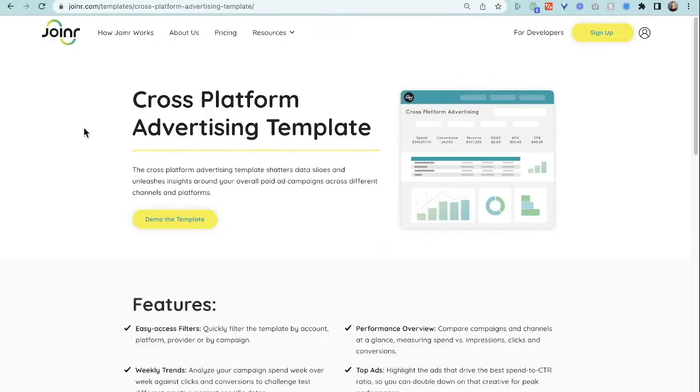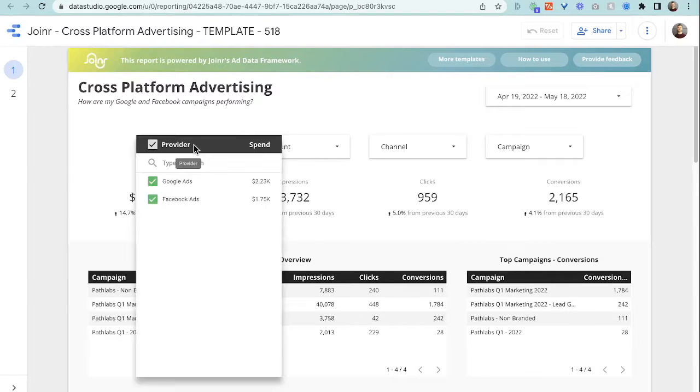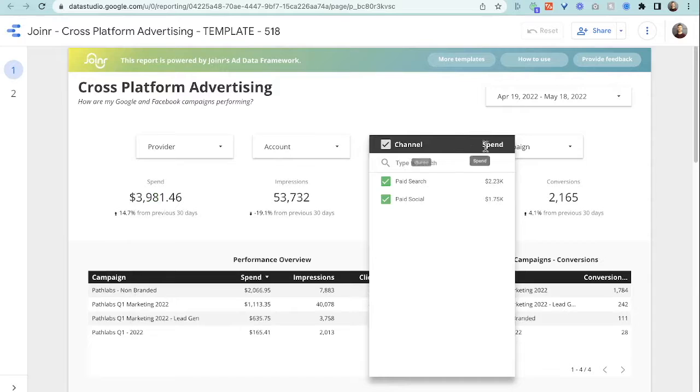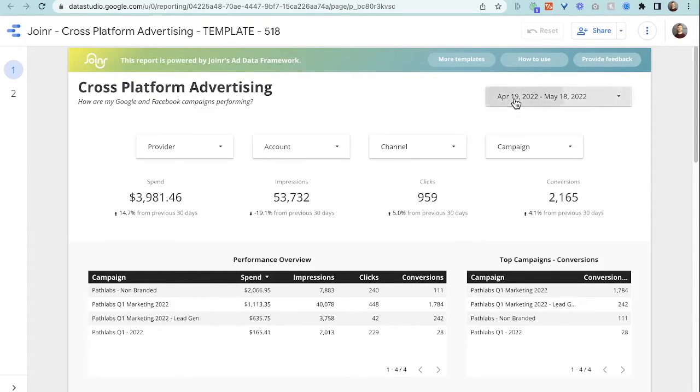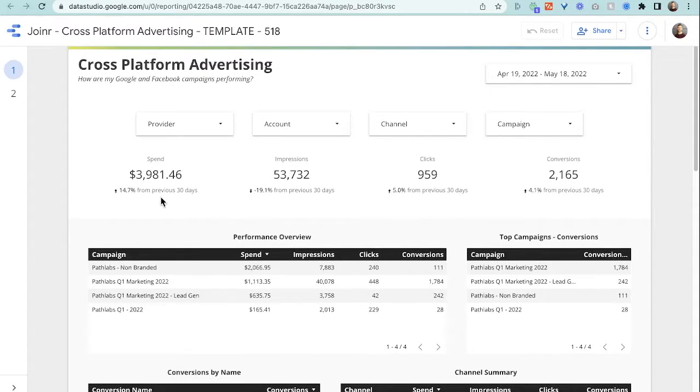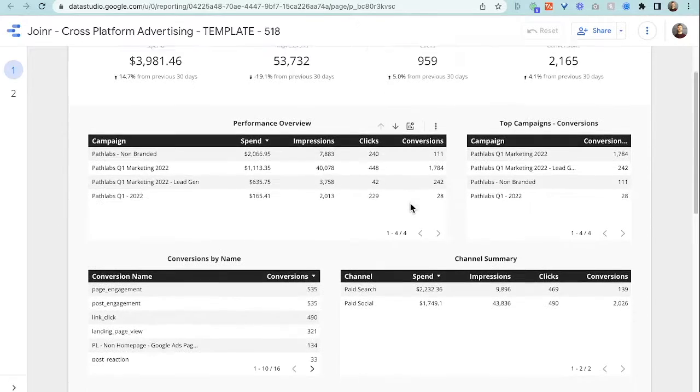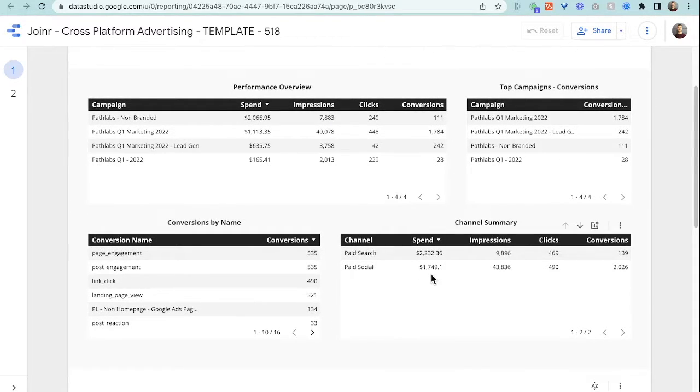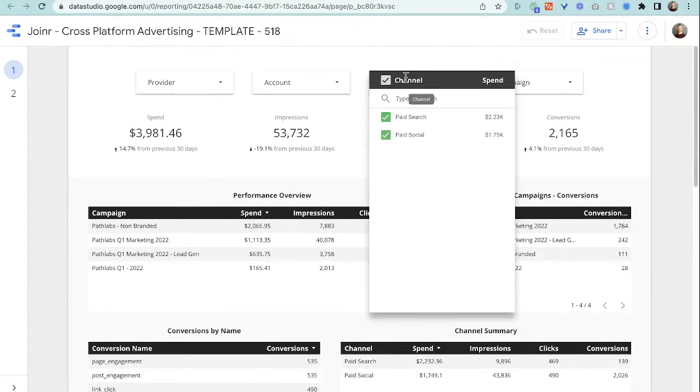The cross-platform advertising template is for those sleep-deprived digital marketers who have ad campaigns running across different channels. With drillable sections that let you sort by provider, campaign, and more, you can see exactly where your spend is going and which platform is driving the best ROI. In this case, I can clearly see that I'm spending less on paid social, while it drives nearly 20x the conversions, so let's drill into that.